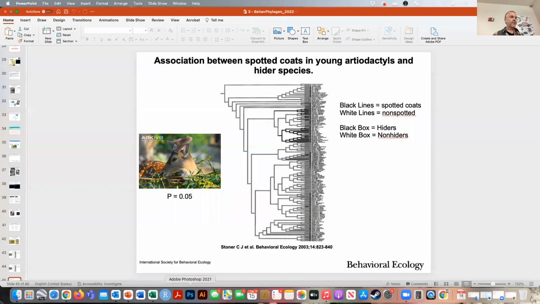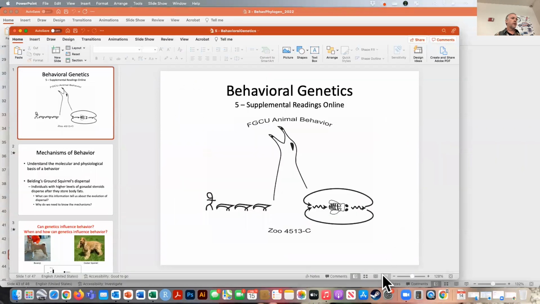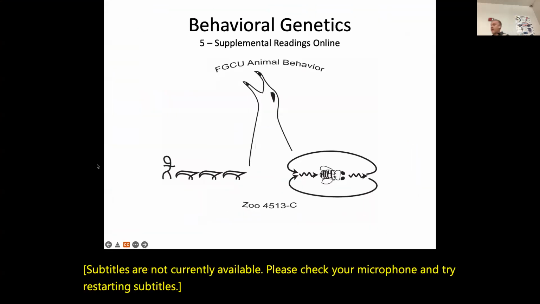All right. If you guys are good, I would like to introduce behavioral genetics. For the rest of the semester, we will be talking about mechanisms of behavior. We just had a brief introduction of behavioral ecology, and we used behavioral phylogenetics to illustrate that process, where behavioral ecology is the evolution and adaptation of behavior. And again, it's better described as evolutionary behavior.